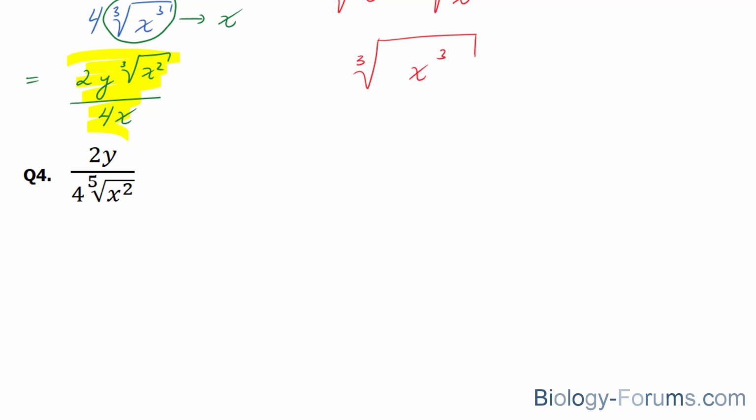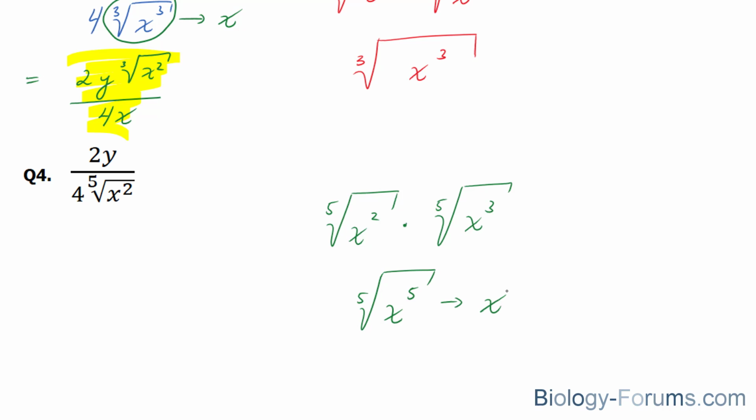In this case, we have a similar tricky situation. We have to find something that will multiply to the fifth root of x to the power of 2 such that the radicand ends up becoming a perfect fifth root. Now the only thing I can think of is the fifth root of x to the power of 3, because if you multiply this term by the fifth root of x to the power of 3, you end up with the fifth root of x to the power of 5. Henceforth, this reduces to x.